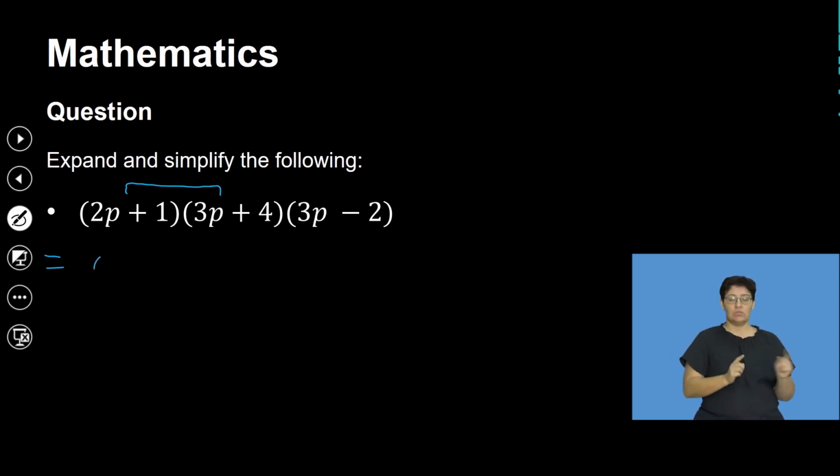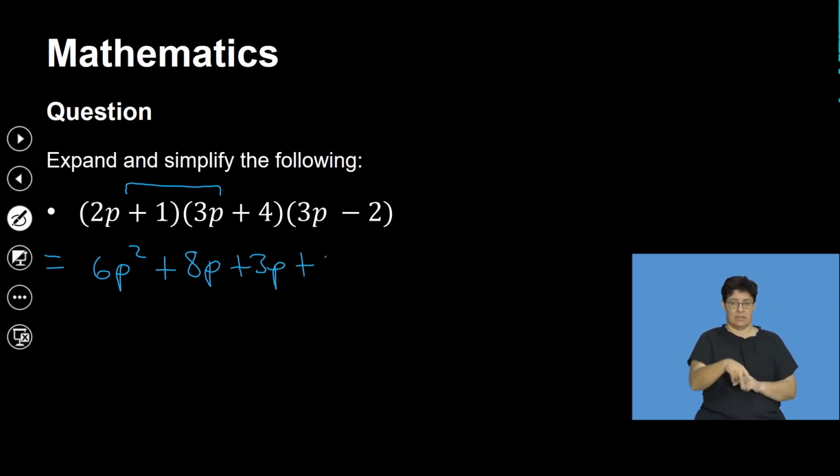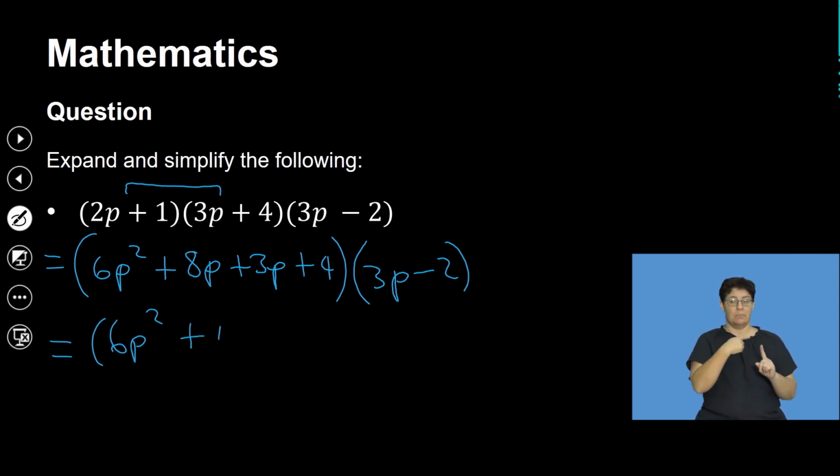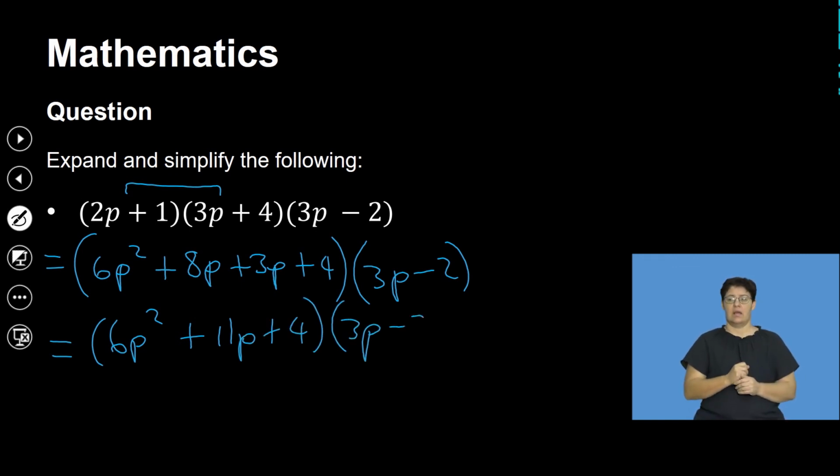So this will give me 6p squared plus 8p plus 3p plus 4 in brackets, and then this is multiplied by 3p minus 2. From here you can just go straight to multiply in that bracket, but I prefer making sure that my brackets are in the simplest form before I do anything that has to do with multiplying. So firstly, I will say this is the same as 6p squared plus 11p plus 4, and then I can multiply by the binomial, right?